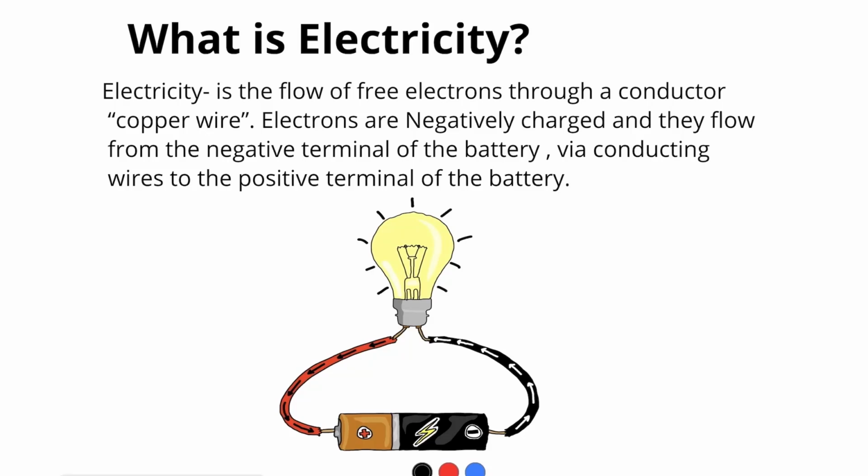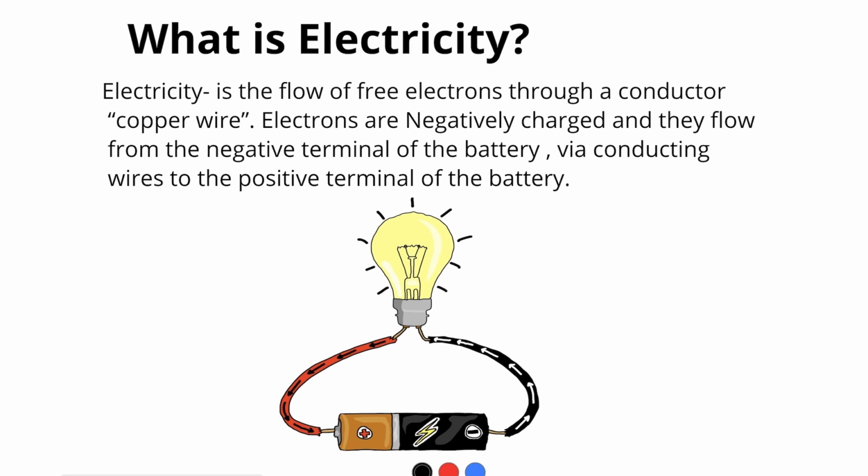So what is electricity? Electricity is the flow of free electrons through a conductor, which is usually a copper wire. Electrons are negatively charged and they flow from the negative terminal of the battery via conducting wires to the positive terminal of the battery.